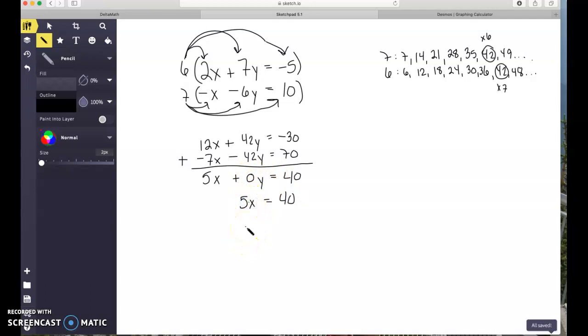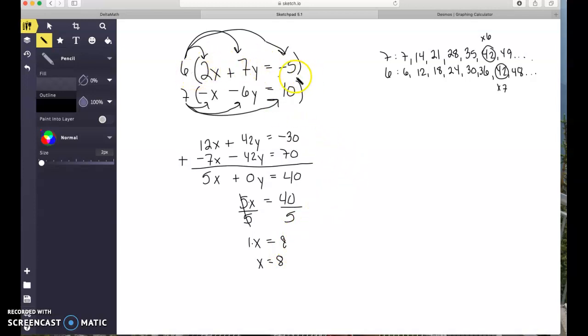I want to find what that x equals. So I'm going to get rid of that 5 by doing the opposite. It's attached by multiplying, so the opposite of multiplying is dividing. If I do it to one side of my equal sign, I have to do it to both sides of my equal sign. So 5 divided by 5 is 1. 40 divided by 5 is 8. So x equals 8. I'm not done. I need to make sure I go back and find that y value.